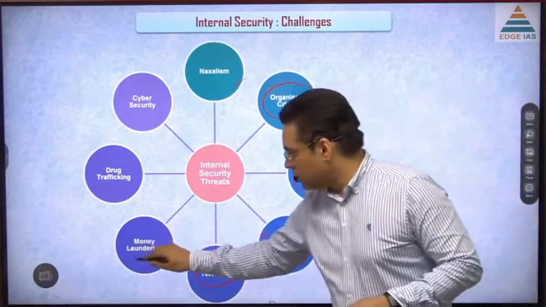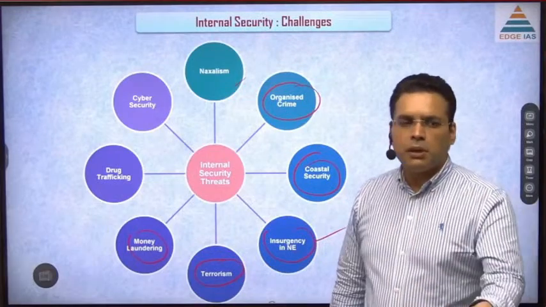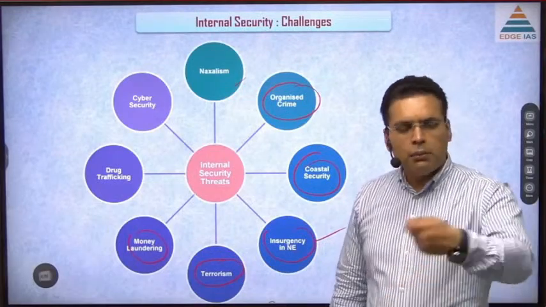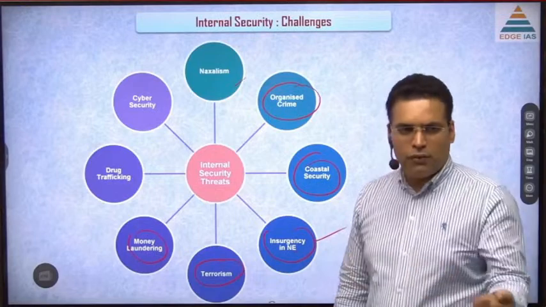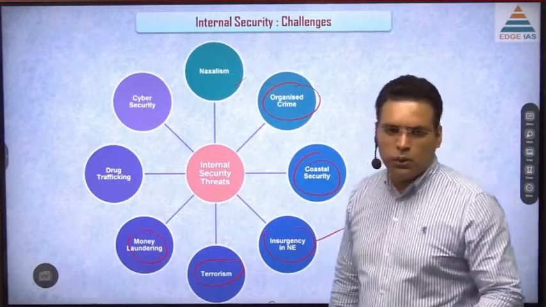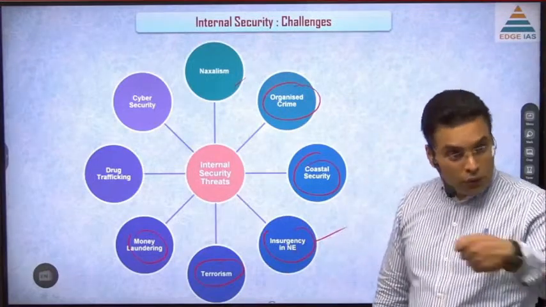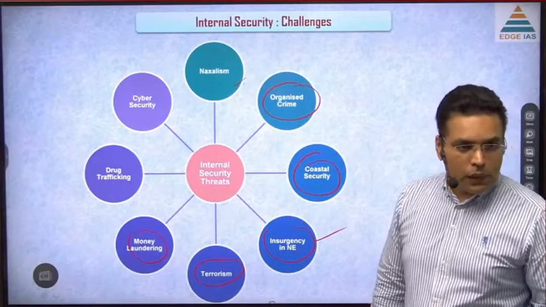Then money laundering, illegal money. Money laundering is converting, as I mentioned, black money to white money, and that money is coming from illegitimate sources: drug trafficking, human trafficking, maybe some corruption activity, even some activity from terrorism, that money might come. Okay?